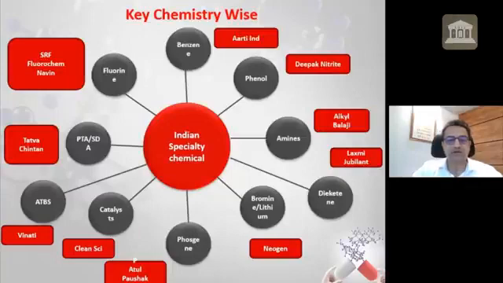Deepak Nitrite has actually developed a platform for phenol and acetone, and there are multiple downstream applications of phenol and acetone. Like there are a lot of solvents that can be made out of phenol and acetone. You can go for PAP, you can go for aspirin kind of drugs, you can go for polycarbonate chain, you can go for bisphenol. So there are multiple downstream applications of phenol and acetone.